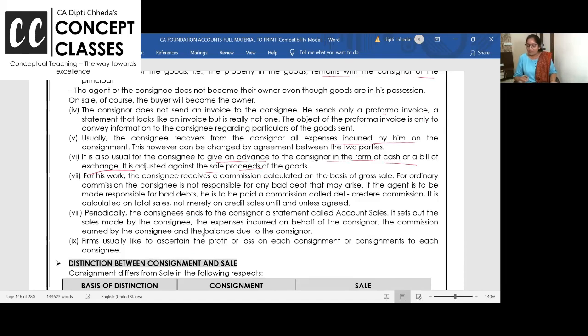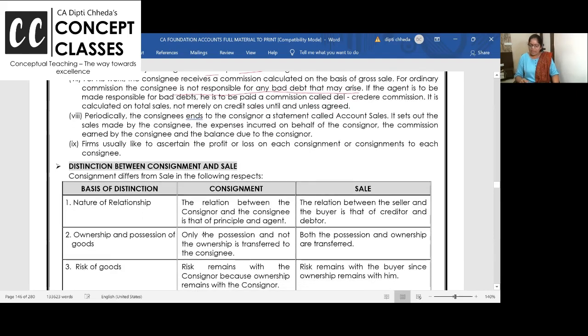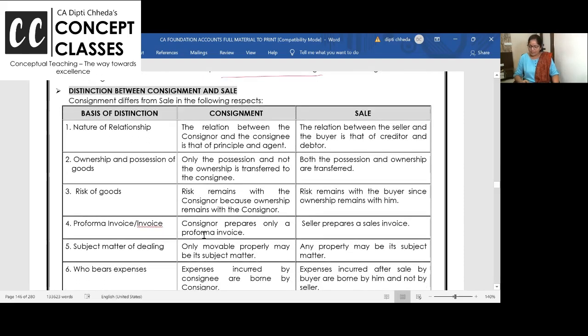I told you. किसी को doubt नहीं होना चाहिए story में. Background is clear or not? Why will I draw the bill and why will you accept it? Mode of security. For all this, the consignee will get commission. Different types of commissions I will teach you. And at the end of the consignment, he'll give account sales and profit and loss. Okay.